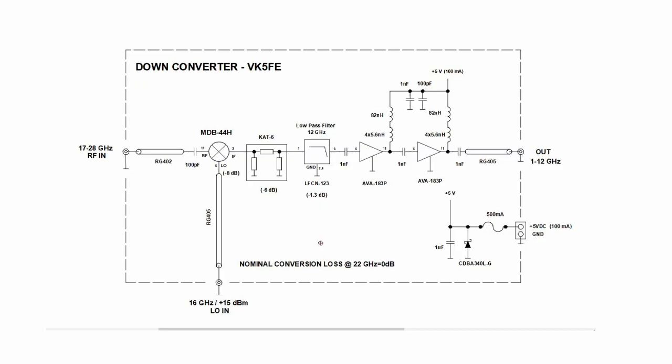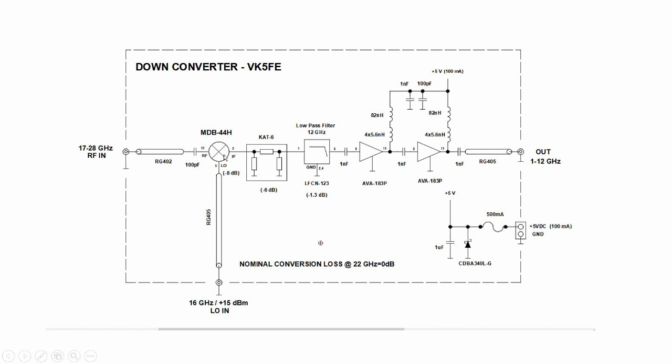Here is the schematic of the down converter. This is the RF port, this is the LO port, and here is the output of the unit, 1 GHz to 12 GHz. The overall gain is nominally 0 dB in the middle of the band, but with this broad span of 11 GHz, the gain will certainly fluctuate a bit around 0 dB.